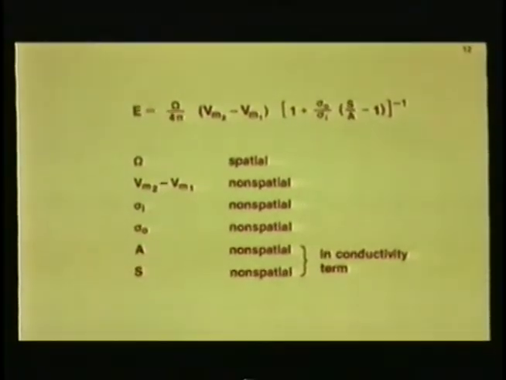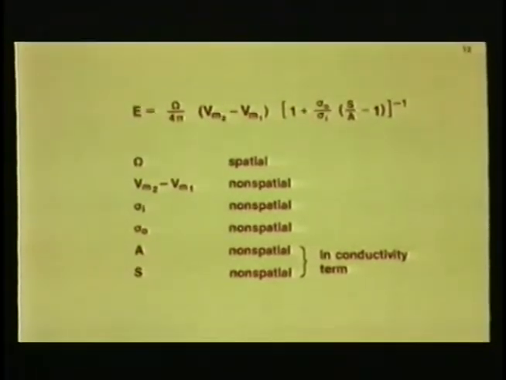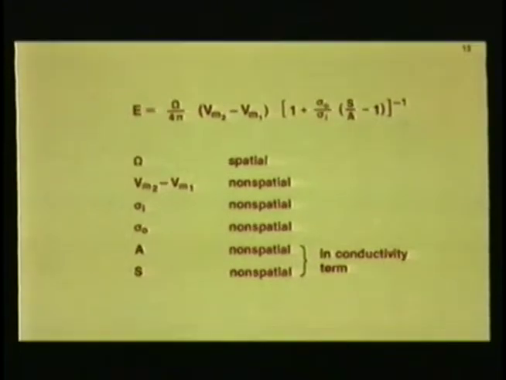This equation represents the factors that determine the magnitude of the potential generated by the heart and measured at a given point. State whether each factor is spatial or non-spatial. The solid angle, omega, represents the spatial determinants of the recorded voltage.